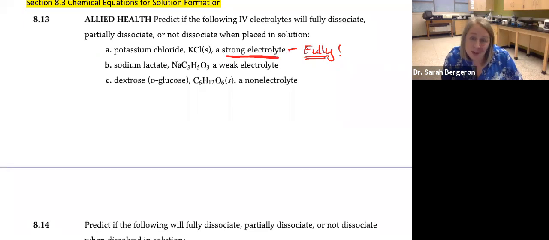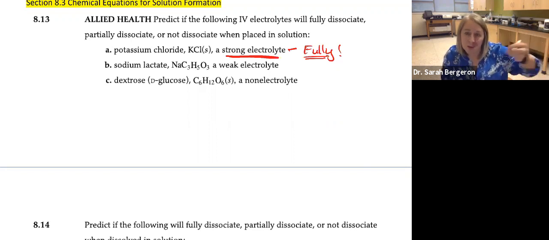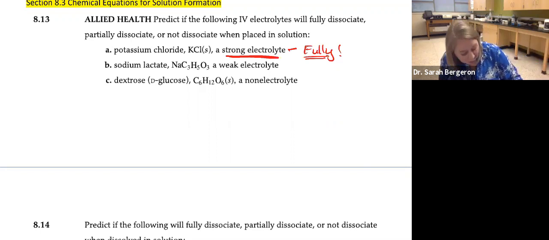Sodium lactate, a weak electrolyte. So what is a weak electrolyte? It's one that undergoes that equilibrium where it's creating the ion and then going back to the neutral form, creating the ion, going back to the neutral form, right? So that's a partially dissociated substance.